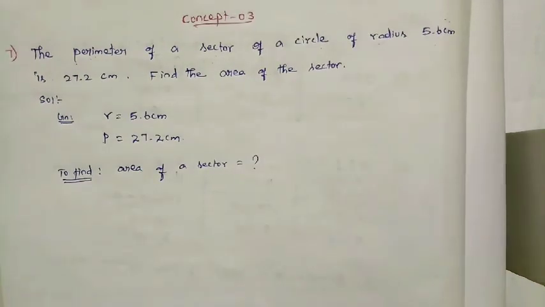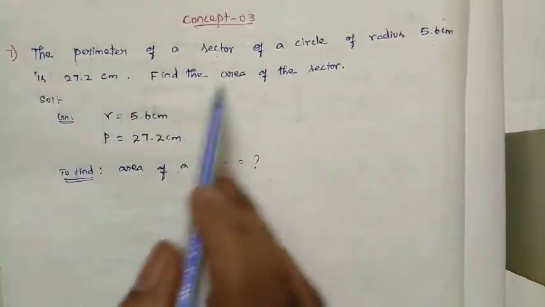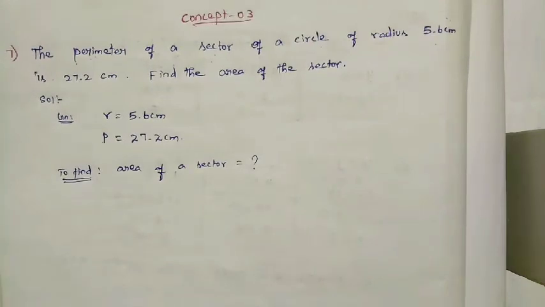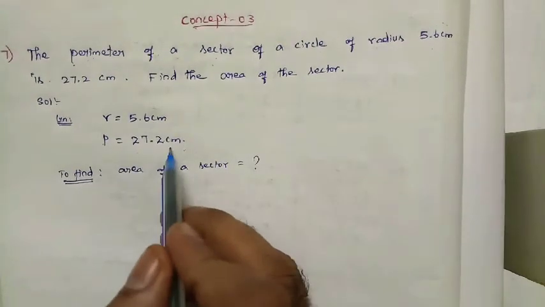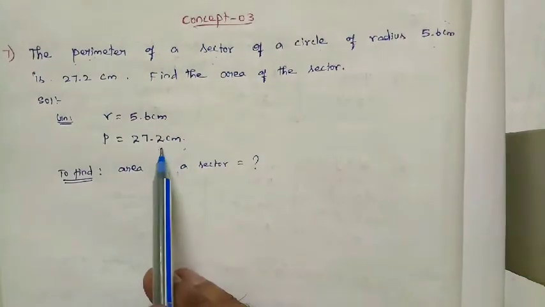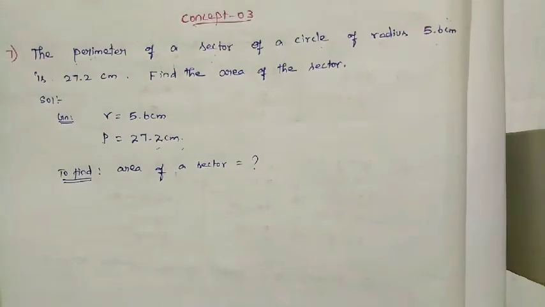But instead of finding theta, they have given a clue. What is it? The perimeter of a sector is given. So we know the value of the perimeter of a sector. By equating the formula of the perimeter of a sector with this value, we'll get theta, right?